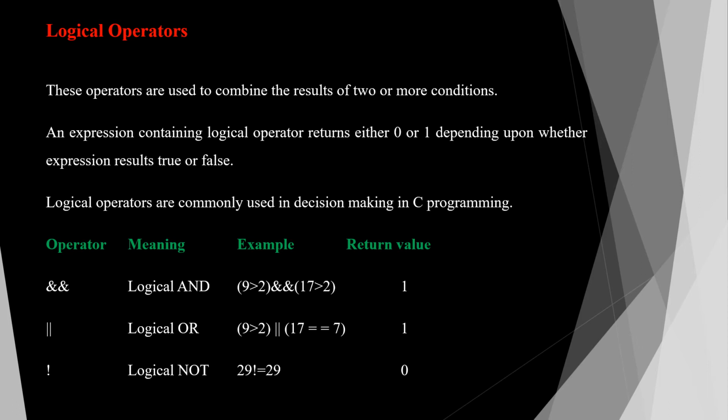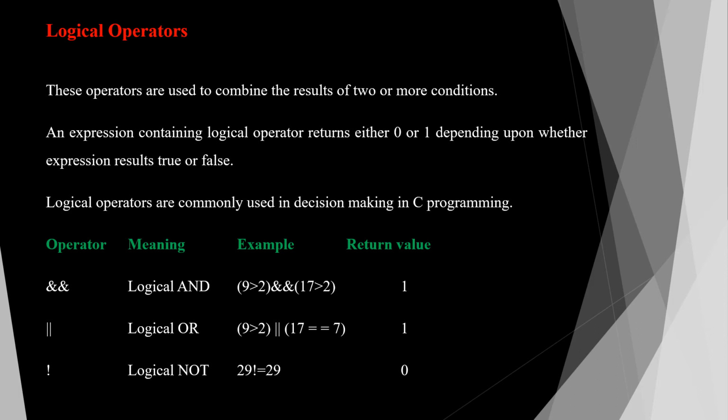Example: 9 greater than 2 and 17 greater than 2. When both the conditions are true, the result will be true. Otherwise, the result is false, because the logical AND is the logical multiplication. When both the operands are true, the result will be true. Otherwise, the result is false.